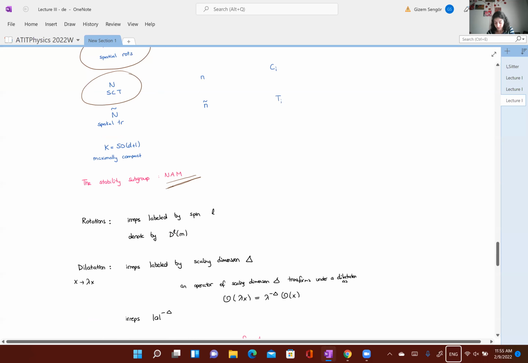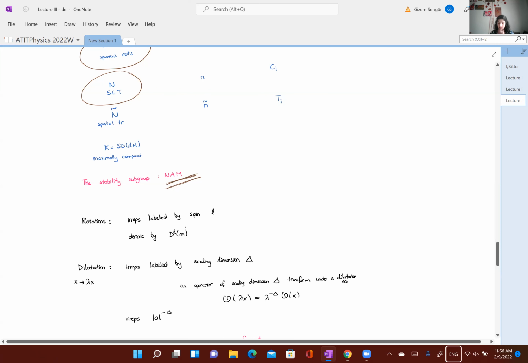So then, one thing to think about is the representations of what works into this. Now, one thing in this stability group is the rotations. We know that these irreps are labeled by spin, and we will just denote them with these D^L_M matrices. So for each rotation element M of a given spin L, you have some representation.